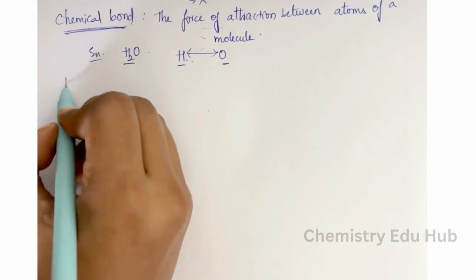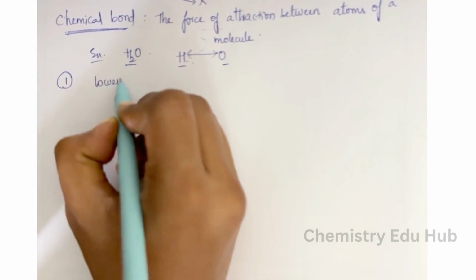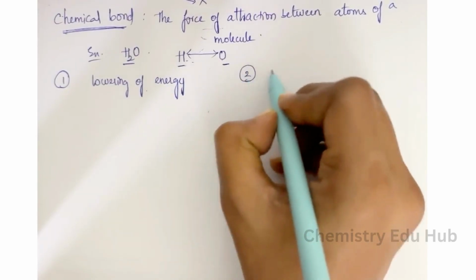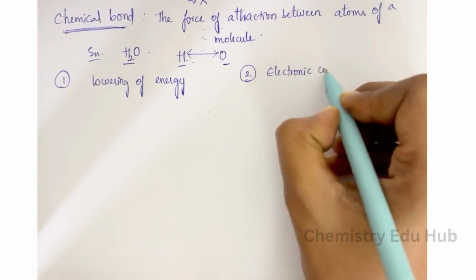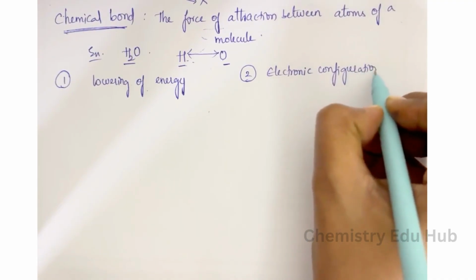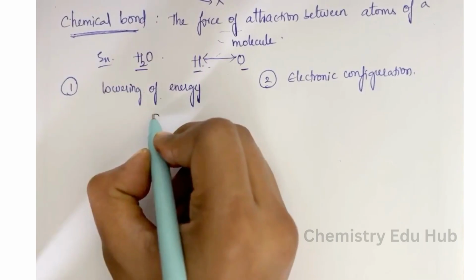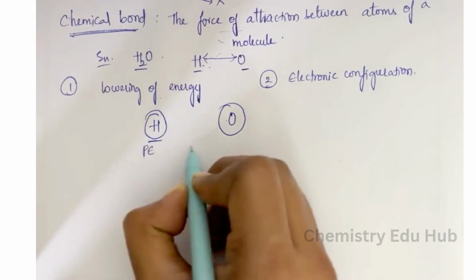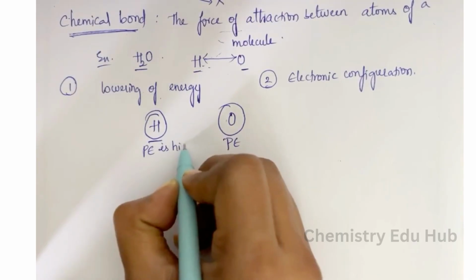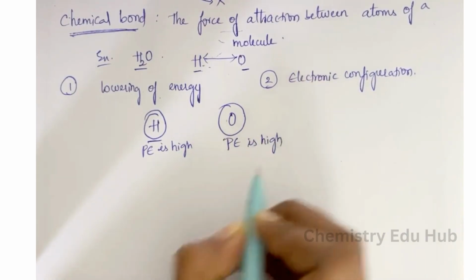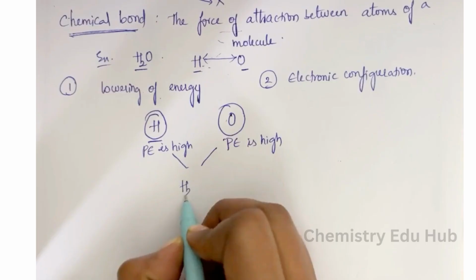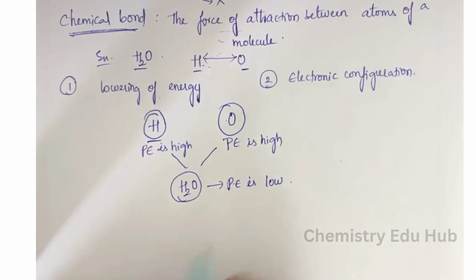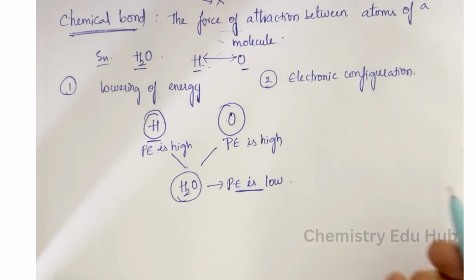The reason for the chemical bonding, first of all, is lowering of energy. Why do two atoms combine? It is because the energy is lowering, and we can also explain with the help of electronic configuration. So what is lowering of energy? If you consider individual hydrogen and oxygen atoms, their individual potential energy is high in both cases. But when these two combine and form an H2O molecule, their potential energy is comparatively low. Since the energy is getting low, the stability will increase.